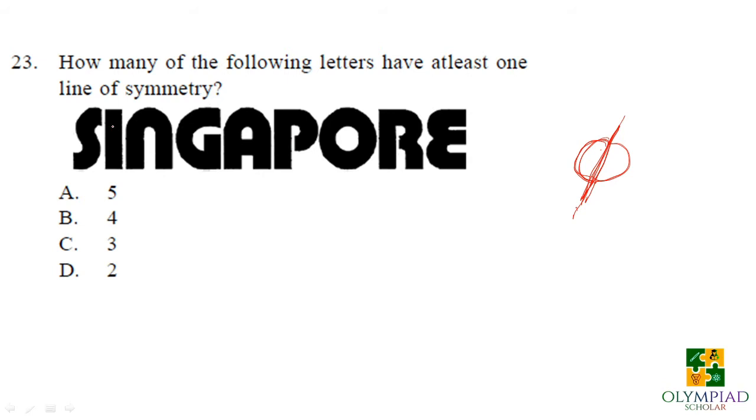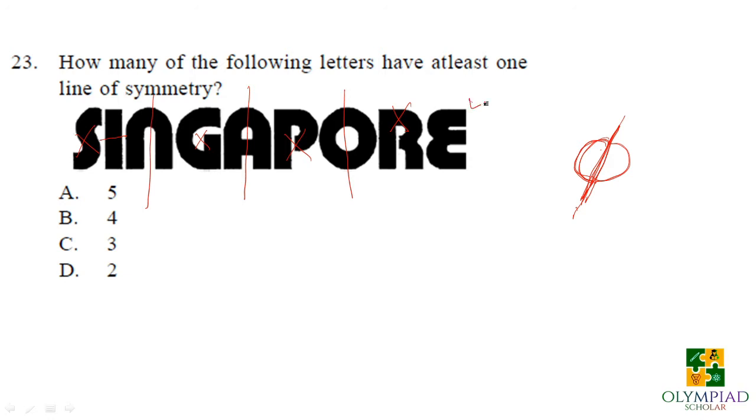Here you can say this has got at least one line of symmetry, and this has got at least one line of symmetry, but this won't have any line of symmetry. P does not have any line of symmetry. The letter A can have one line of symmetry. O has many lines of symmetry, so at least it has one. This R does not have any line of symmetry.